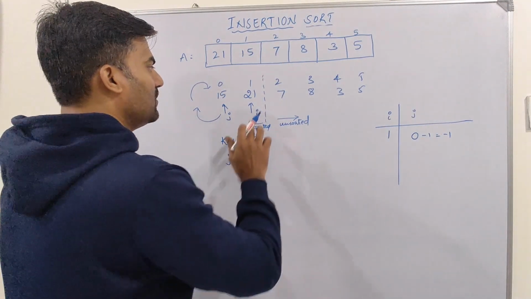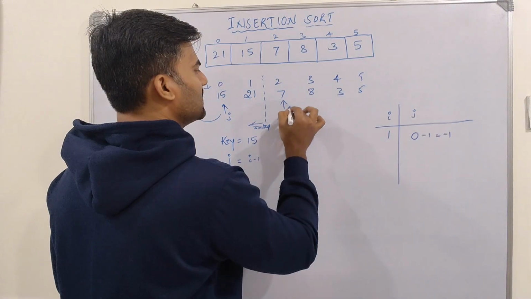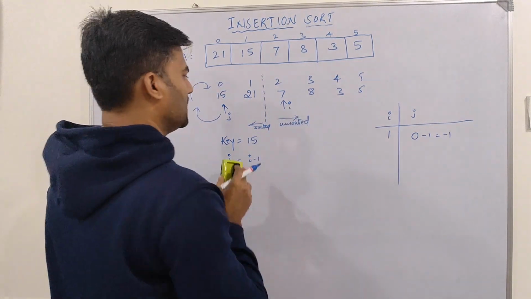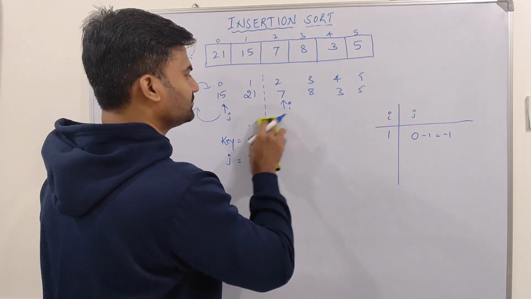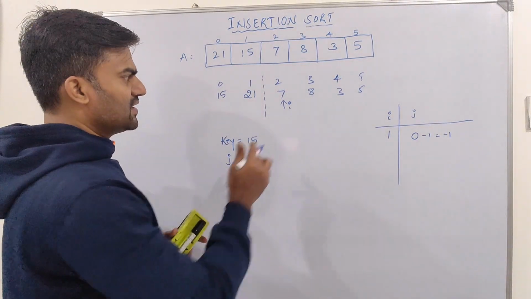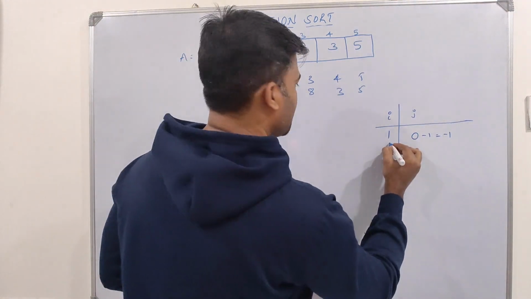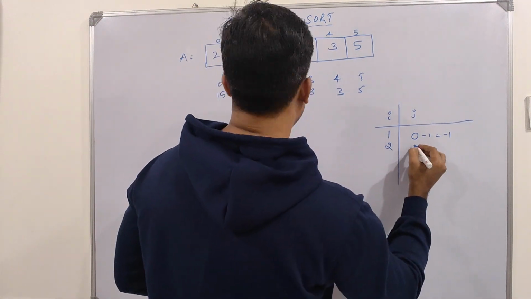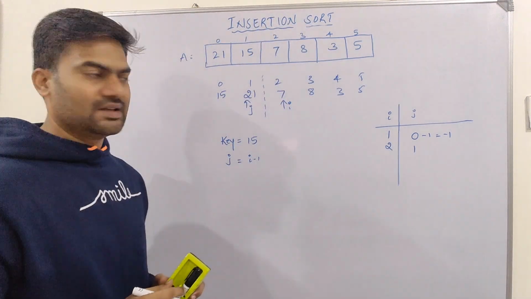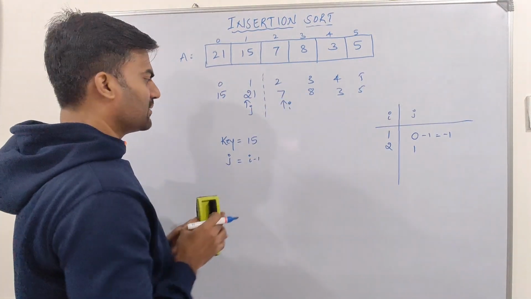Okay, now what I will do, I will increment i. So now my i points here. I'll remove these things. My i points here. Now I'll reset my j. My j will point here. So i will be 2, j starts from 1. Now I will again repeat the process.